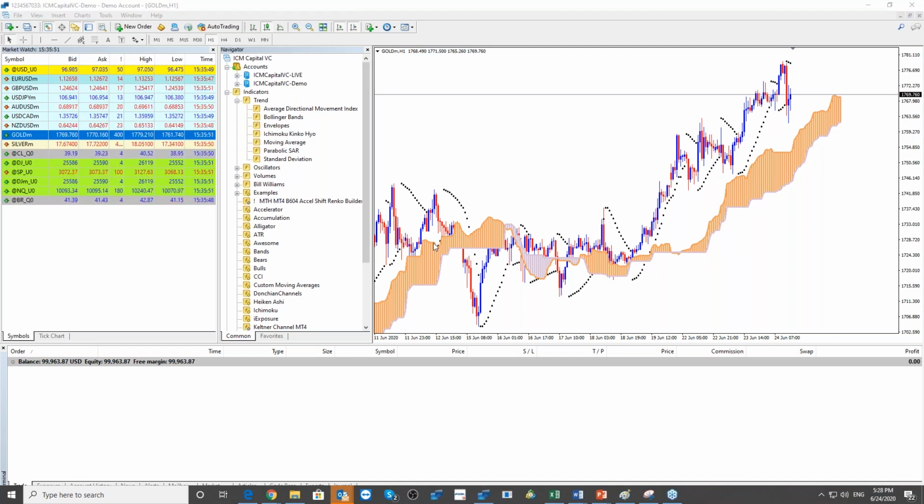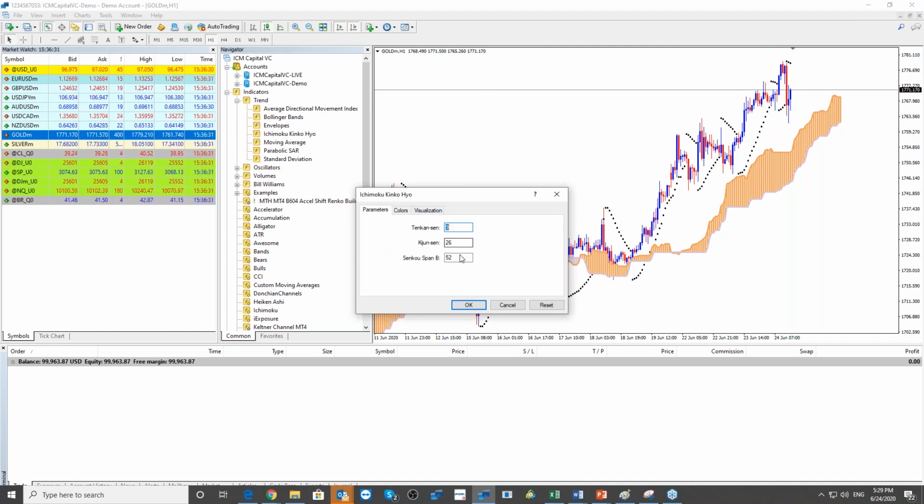Any further questions? What is the value for the Ichimoku? As we said, we're using 9, 26, and 52. These are the default values for the Ichimoku Kinko Hyo.